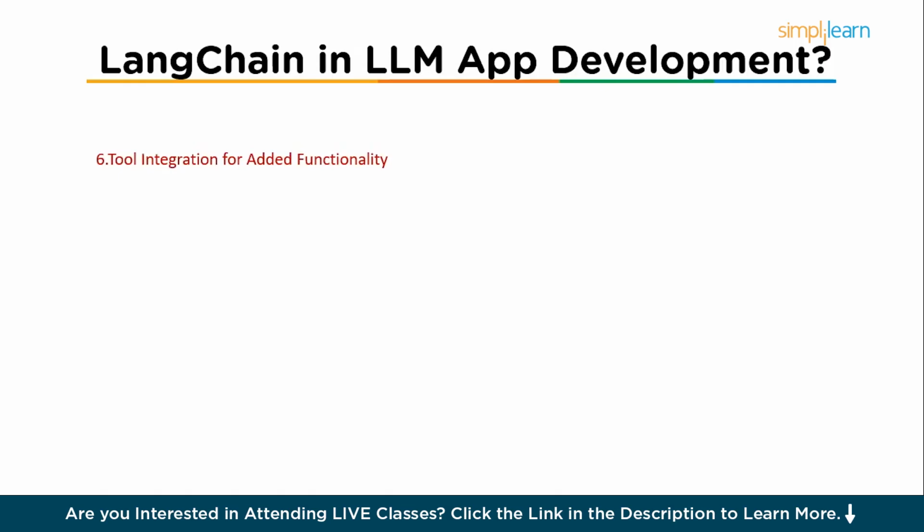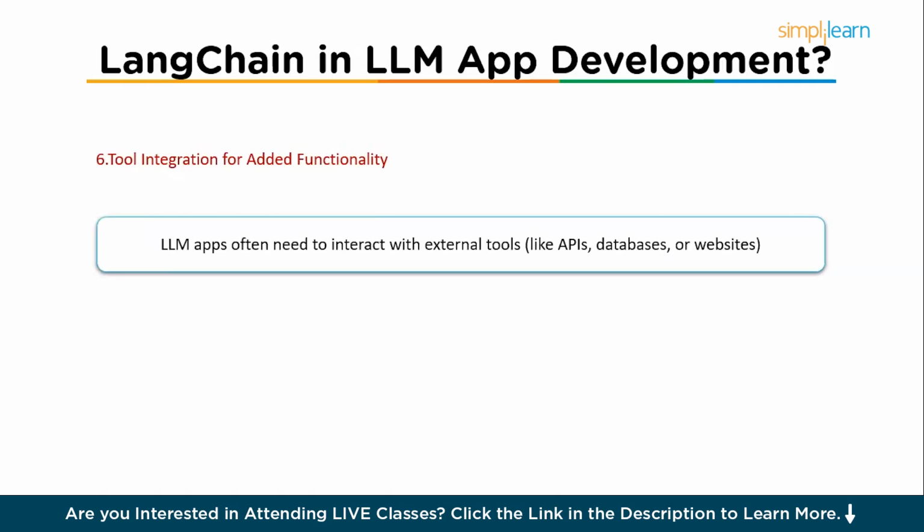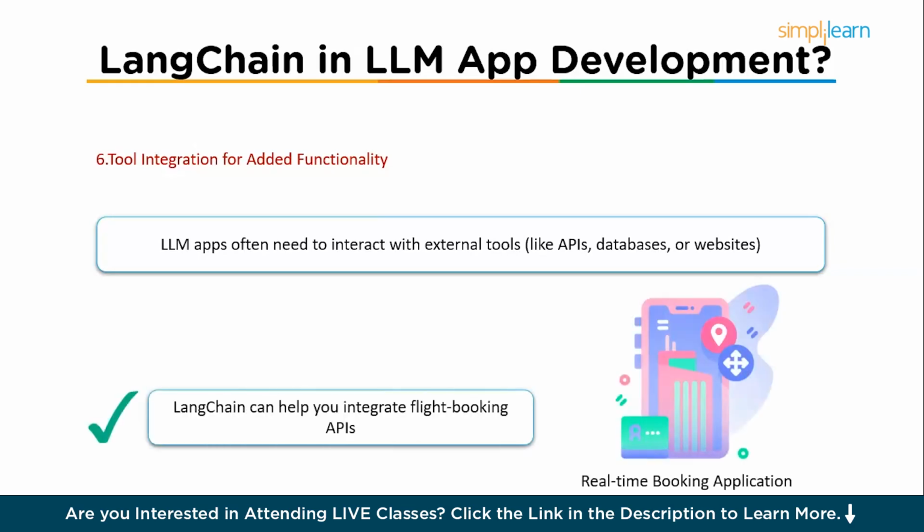Then we have tool integration for added functionality. LLM apps often need to interact with external tools like APIs, databases, or websites. LangChain makes it easy to connect these tools to your app, enabling the LLM to take actions based on real-world data. For example, if you want to build an app that helps users book flights, LangChain can help you integrate the flight booking APIs so the LLM can make real-time bookings for users.